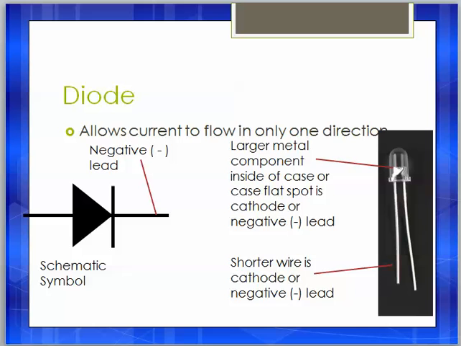Okay, real quickly, I'm going to talk a little bit about the symbols. A diode, here's an example of a diode. A diode is not much different than a light bulb. It's still going to have current that goes in and a current that goes out.